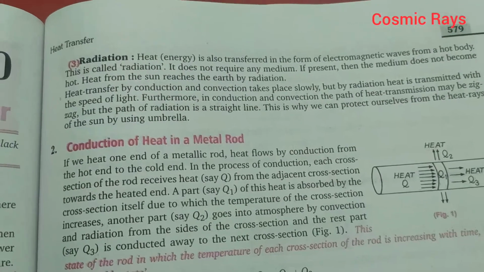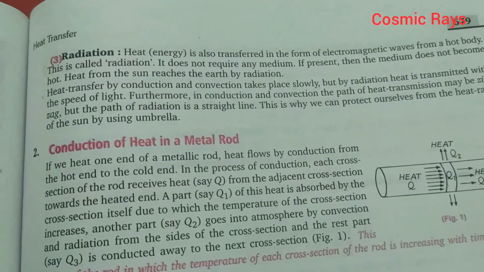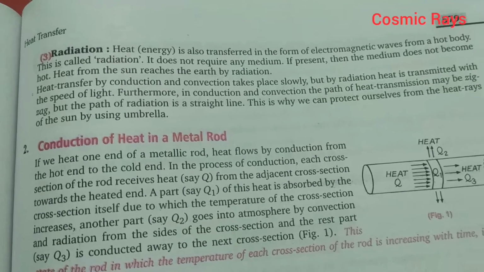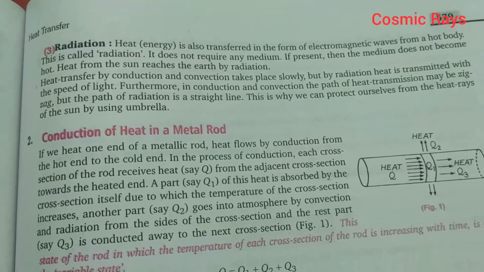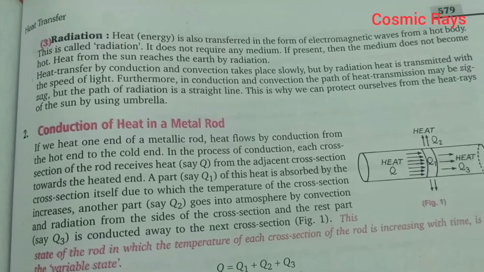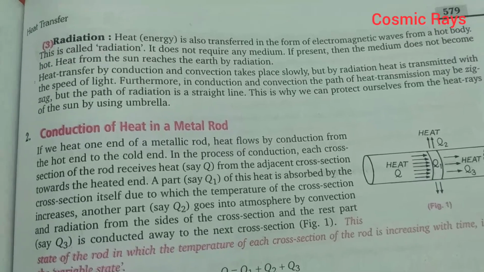The third method of heat transfer is known as radiation. Now radiation is a process in which heat is generally transferred in the form of electromagnetic waves from a hot body to a colder body or a body at a lower temperature.